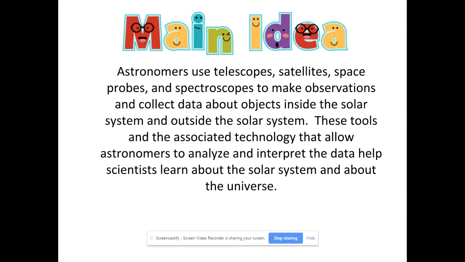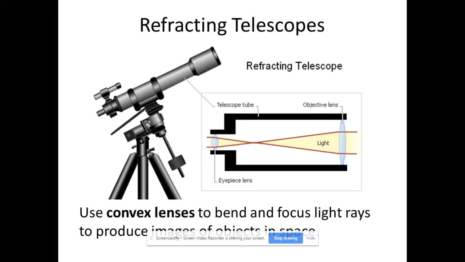So astronomers use telescopes, satellites, space probes, and spectroscopes to make observations and collect data about objects inside the solar system and outside of our solar system. All of these tools and the associated technology on them allow astronomers to analyze and interpret the data and help us learn what's out in the solar system as well as what's out in our universe.